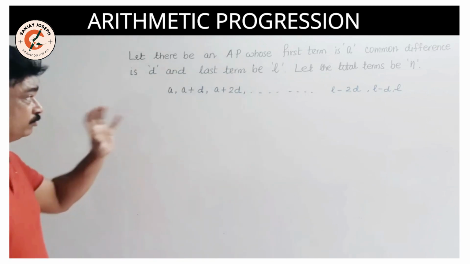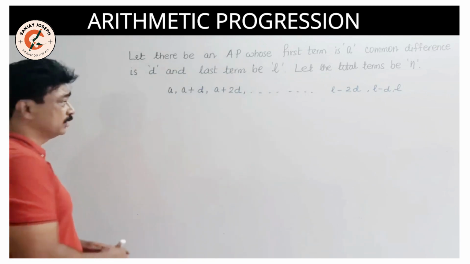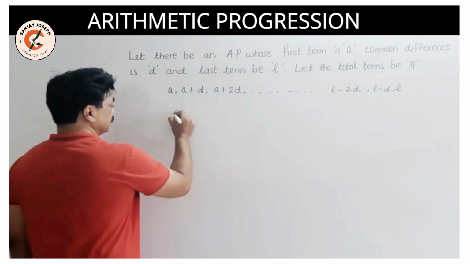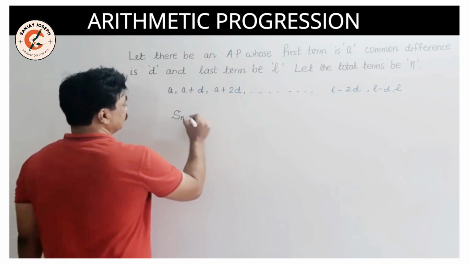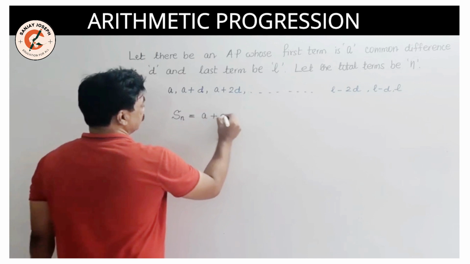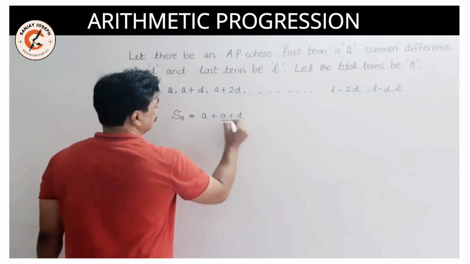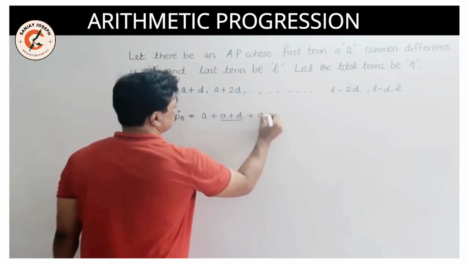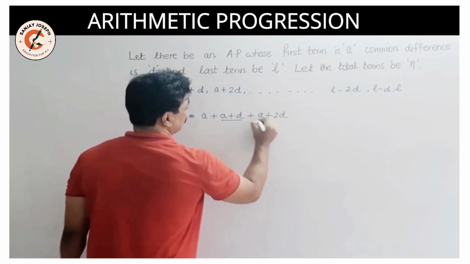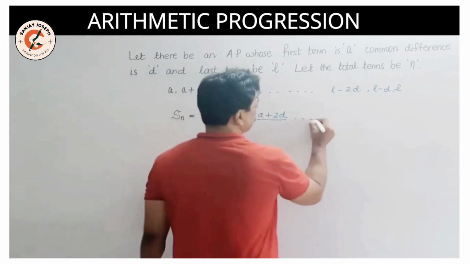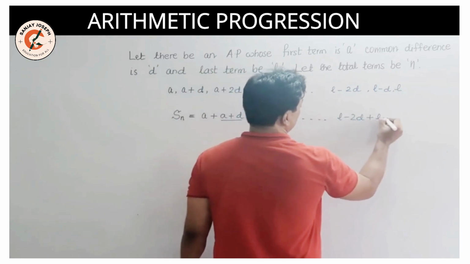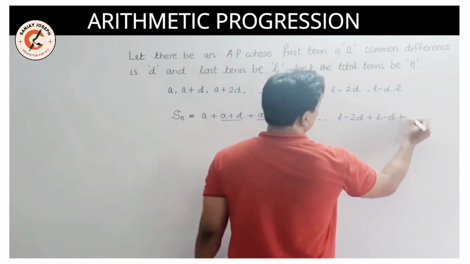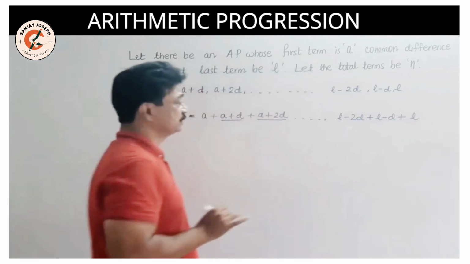Now how do we find the sum? We add all these things. So let the sum of n terms be Sn. So what we have to do is just add this: A plus D, this will be the second term, A plus 2D third term, and so on, and it will go till the last, that means L minus 2D plus L minus D plus L. So this is the case.